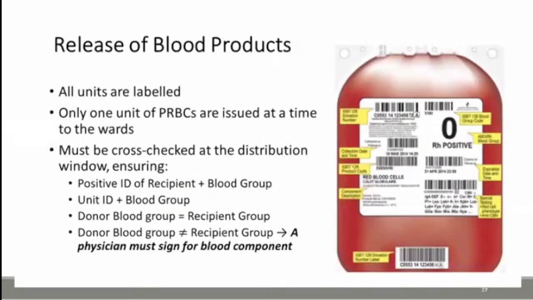So the release of blood products, all our units are labeled. Only 1 unit of packed cells is issued at one time to the ward. It must be cross-checked at the distribution window. We want to make sure that there's a positive ID of the recipient, plus the blood group. We want to make sure that the unit ID and the blood group is correct, that the donor blood group is the same as the recipient blood group. And if we have a donor blood group that is not the same as the recipient group, then a physician must sign for the blood component.